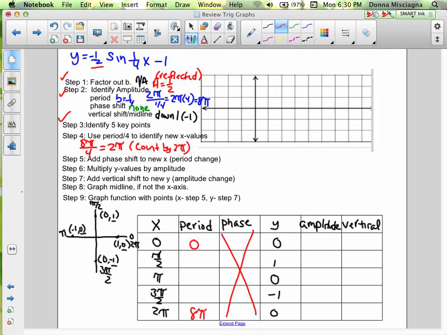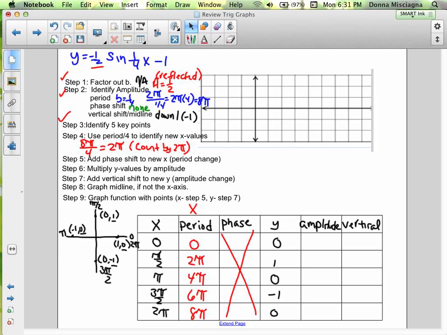So we start at 0, and then if you add 2 pi, you get 2 pi. And 2 pi plus 2 pi is 4 pi. And 4 pi plus 2 pi is 6 pi. And if we added 2 more, 6 plus 2 is 8. So there's our new values for our period. And since there's no phase shift, these are the x values for our graph.